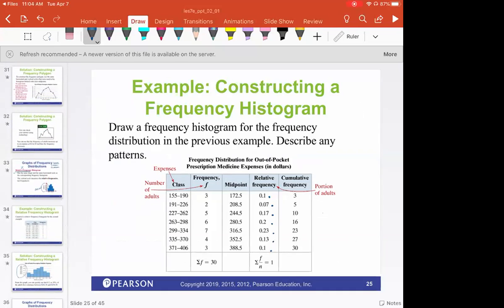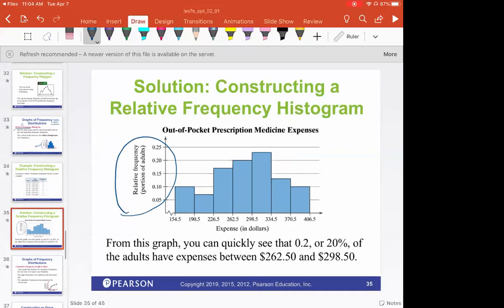So let's go back to our current slide, 35. So this is where these numbers came from. Now they're using the lower end, the class limits for our horizontal axis, and we have our relative frequency, meaning it's our decimal point.